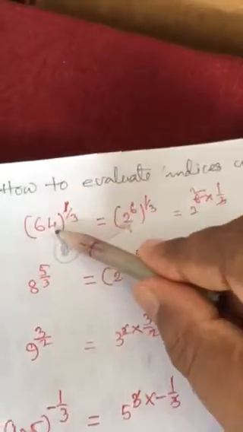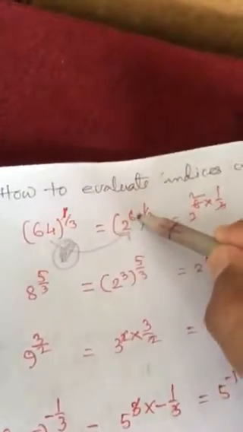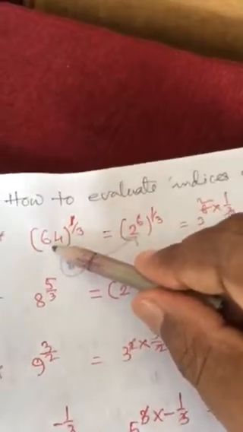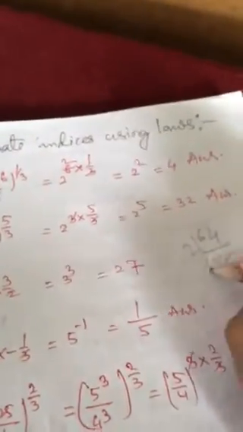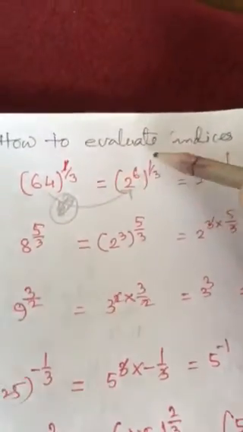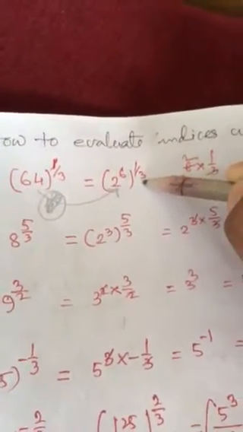So in that way, first you have to convert 64 to its index form. How to write any number in its index form? In this way you have to write 64. If you find it in this way, then you see here 2, 2, 2, 2, 2, 2, how many times is it given? 6 times. So 2 to the power 6, and the power 1 by 3 is already given.